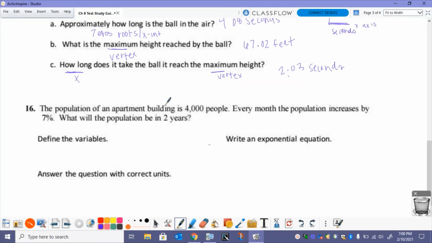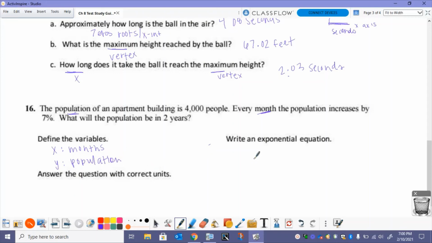Okay, so we are looking at the population of an apartment building. It says every month the population increases by 7%. So we're looking at every month that it increases and what that actual population is. So remember that time is always our x variable, and we have time here, which is months. So our x variable is months, and our y variable is what we're trying to figure out, which is our population.